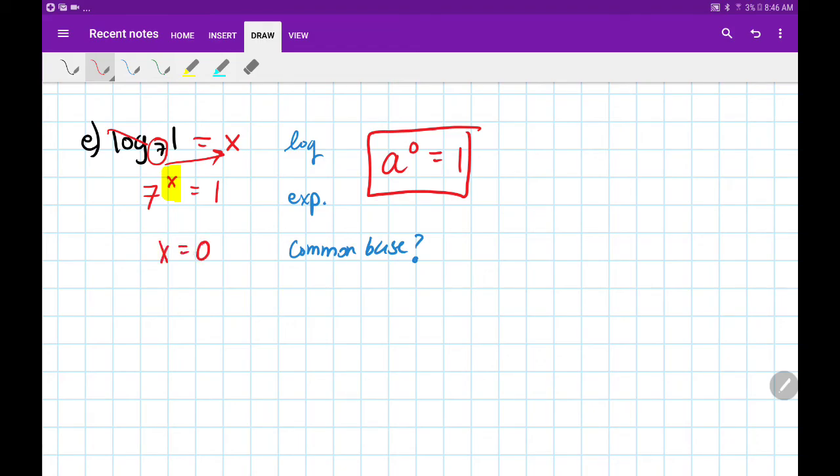Now that's actually a rule of logarithms. Anytime you have log of any base of 1, the answer is always 0 because anything to the 0 power gives me 1. So that's just a nifty little rule to keep in mind. Okay, so x had to equal 0.